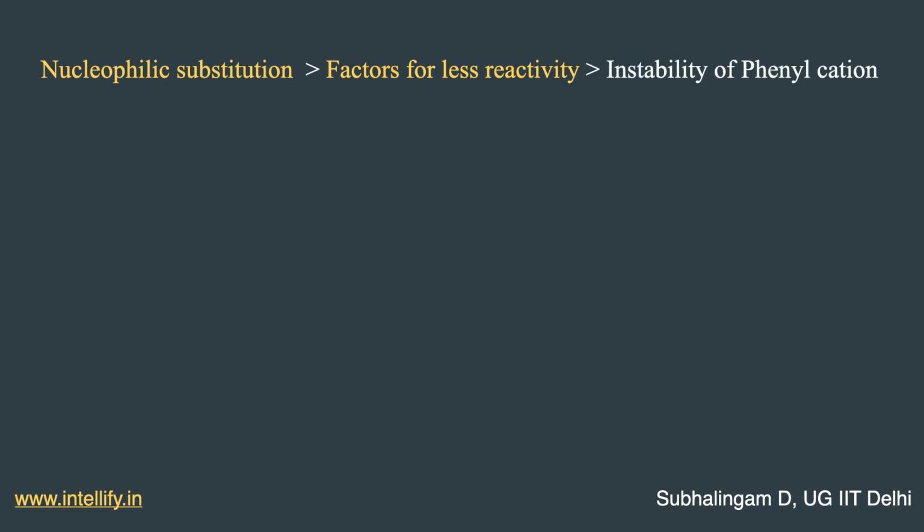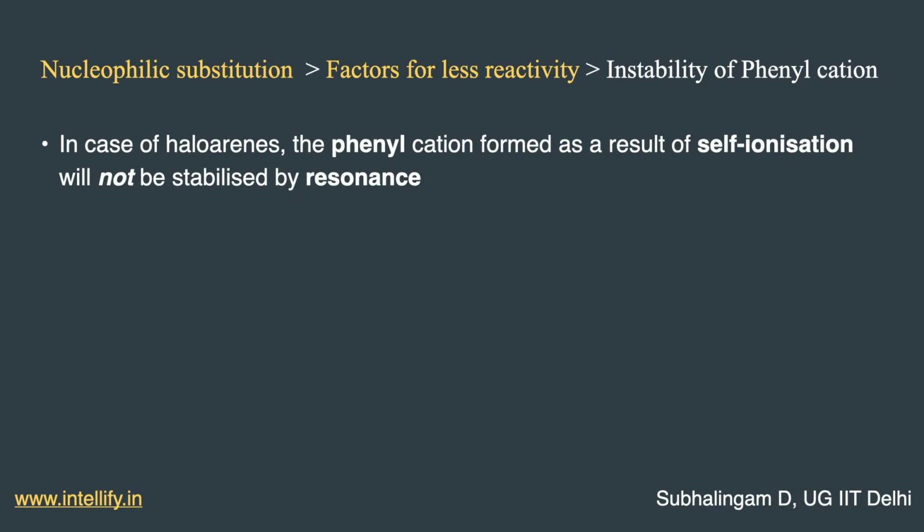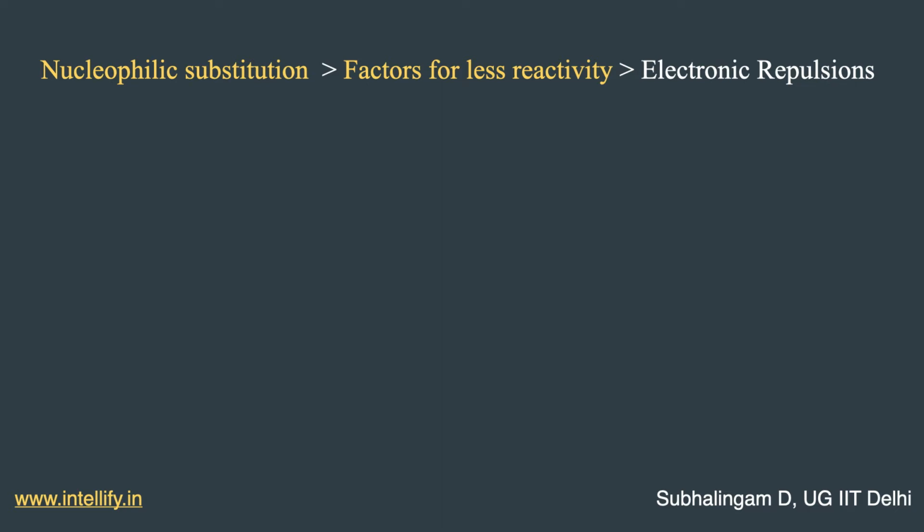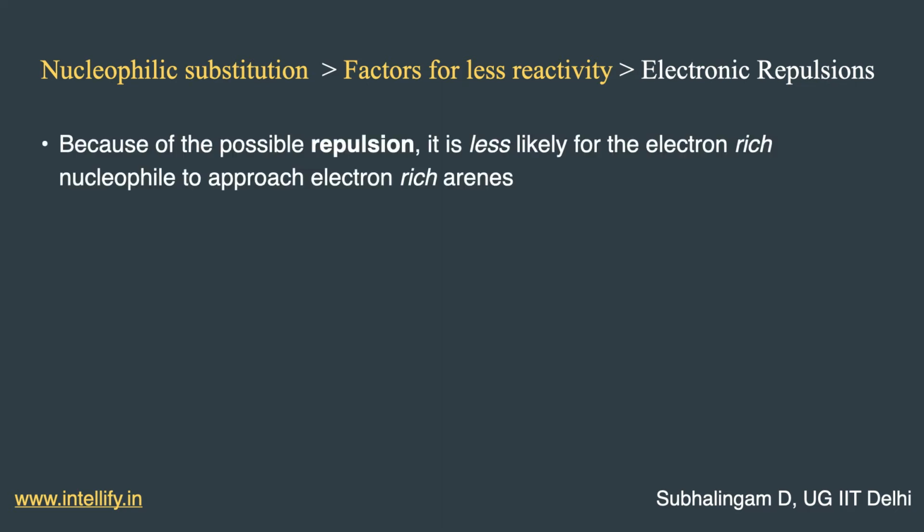So here comes the next one, which is instability of phenyl cation. In case of haloarenes, the phenyl cation formed as a result of self-ionization will not be stabilized by resonance, and hence the SN1 mechanism is ruled out. The last factor is possible electronic repulsions. Because of possible electronic repulsions, it is less likely for an electron-rich nucleophile to approach electron-rich arenes. So we have completed the list of 4 important factors that are responsible for the less reactivity of haloarenes in nucleophilic substitution reactions.